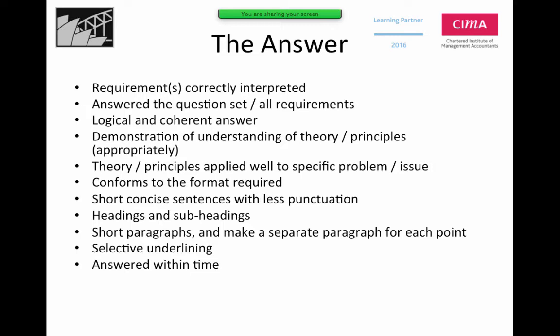Headings and subheadings should be there, and short paragraphs. For each point, have a short paragraph, so that the examiner understands this person has written 5 points in 5 paragraphs. It's very easy. If within a paragraph you write more and more points, the examiner will not pick them out, and you will lose marks. Selective underlining: you do not go on underlining everything, as that doesn't show what is so important.